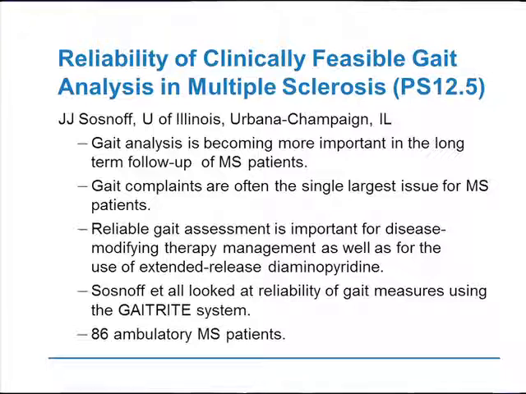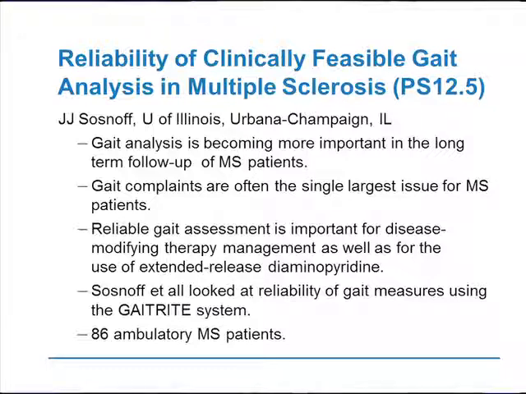It turns out also gait complaints are often the most significant issue for MS patients and the thing that stops them working and stops them moving. So it'd be very helpful to have a reliable gait assessment tool, both for disease-modifying therapy management to see if these agents are helping, as well as the use of medications such as extended-release dalfampridine.